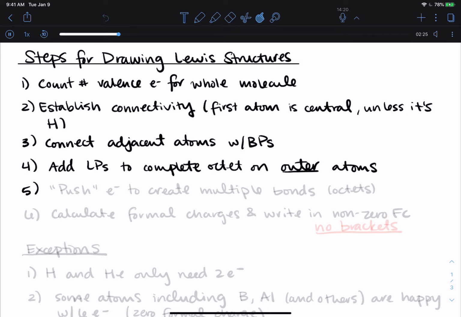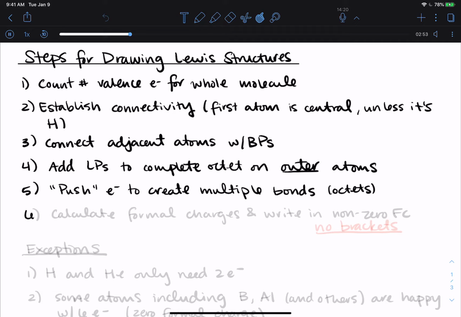Then push electrons to create multiple bonds. And we will go through an example. So if you don't quite know what that means, don't worry. This will be part of how we get octets around the central atom in case we ran out of electrons when we were doing lone pairs.